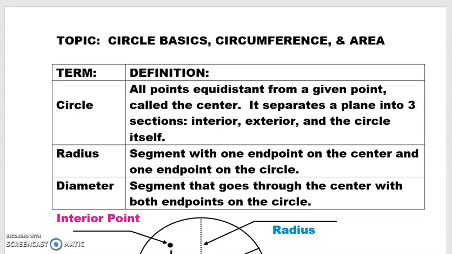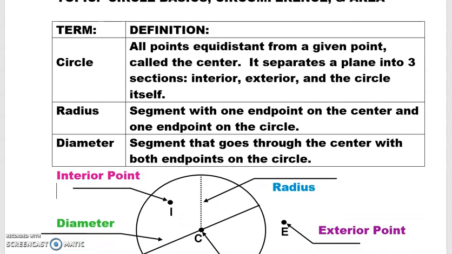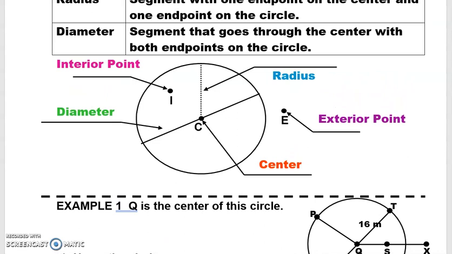The radius is the segment with one endpoint on the center and one endpoint on the circle. And the diameter is just double the radius, so it's a segment that goes through the center with both endpoints on the circle. So if we look here, this is our center. It's in the middle of the circle. From the center to a point on the circle is the radius. Double that, so goes through the center from side to side, is our diameter. A point inside the circle is an interior point, and a point outside the circle is an exterior point.